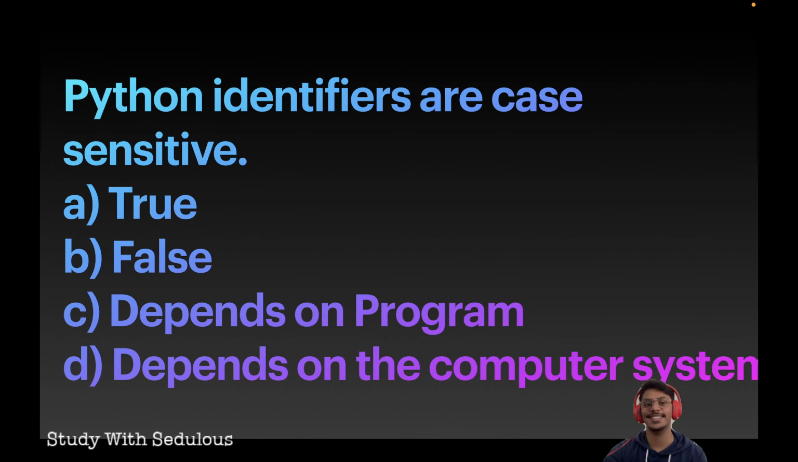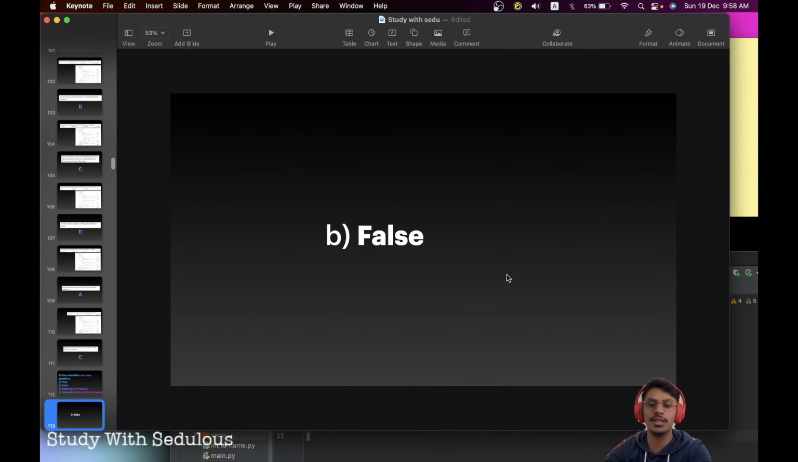One of the last 10 questions: Python identifiers are case sensitive, true or false? Python identifiers are case sensitive. If they say false... wait, this is wrong. It is not B, bro. It should be A, true. It is case sensitive, bro.